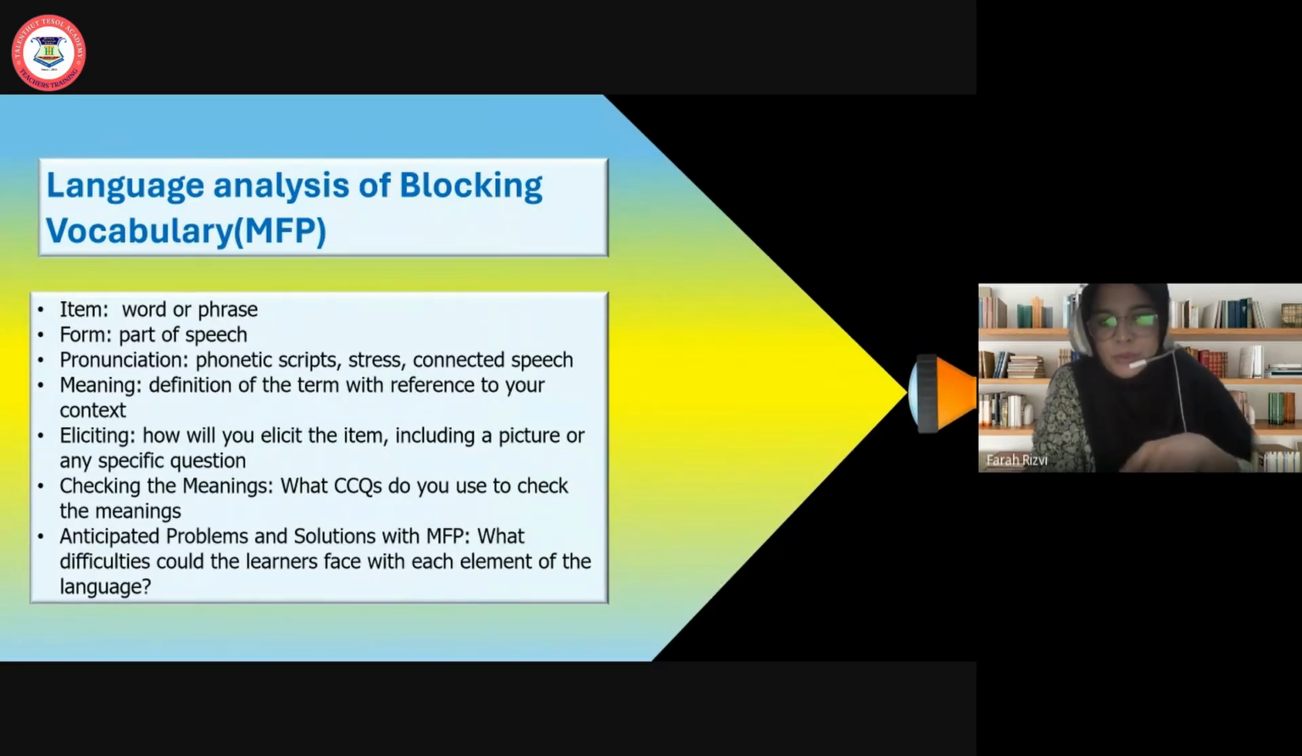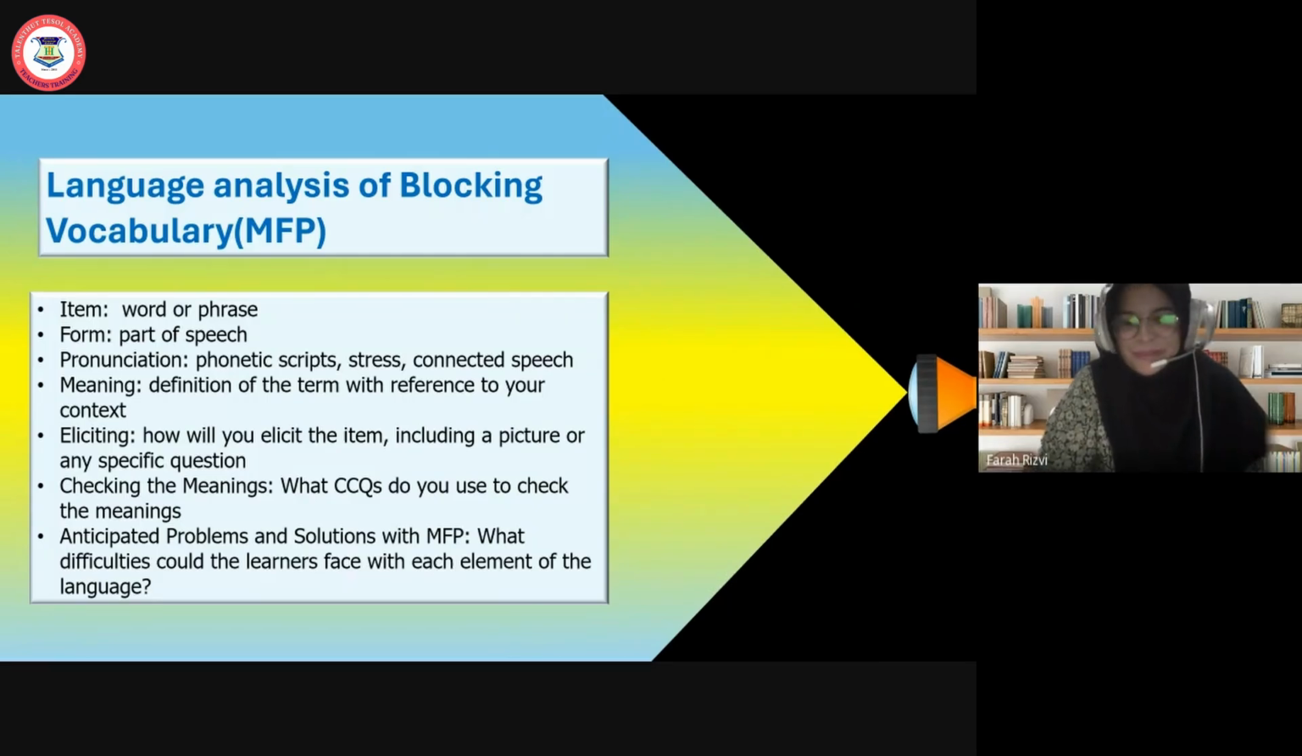Anticipated problems and solutions with MFP. You are going to think about the problems a student may face when learning the meaning, form, and pronunciation of this word. And believe me, when you do this much analysis of the language, you will rock in the classroom.